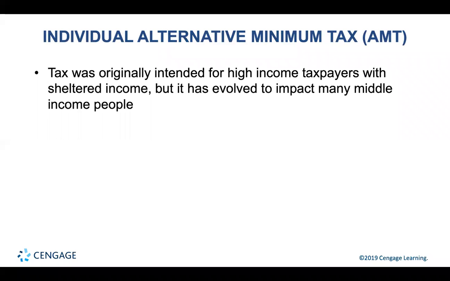The AMT originated back in the 1960s to ensure that wealthy taxpayers could not take advantage of special tax write-offs to avoid paying tax. It has evolved to impact many middle-income taxpayers because the numbers have not been indexed for inflation since the 1960s. So the amounts that are listed were considered wealthy taxpayers in the 1960s, whereas today it catches many more middle-income people than the law was originally written to catch.